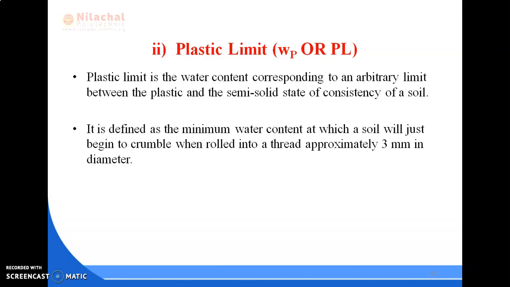This is the plastic limit. Notation is WP or PL, plastic limit. So let us discuss. Plastic limit is the water content corresponding to an arbitrary limit between the plastic and the semi-solid state of consistency of a soil. Already I have told about it in the figure. So this is the limit between the plastic state of the soil and the semi-solid state of the soil.